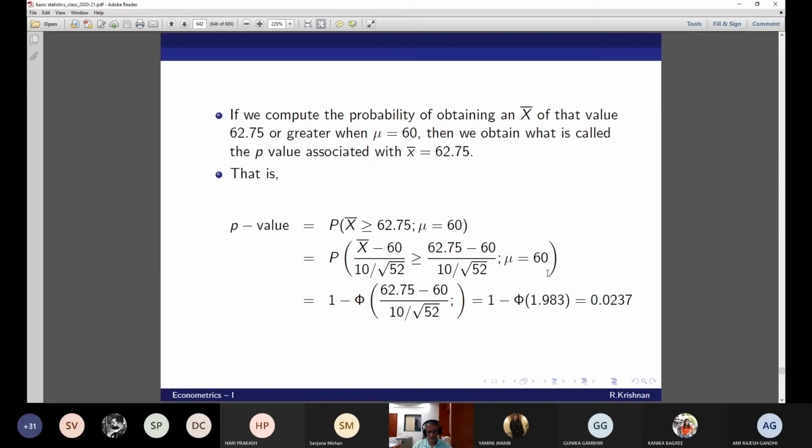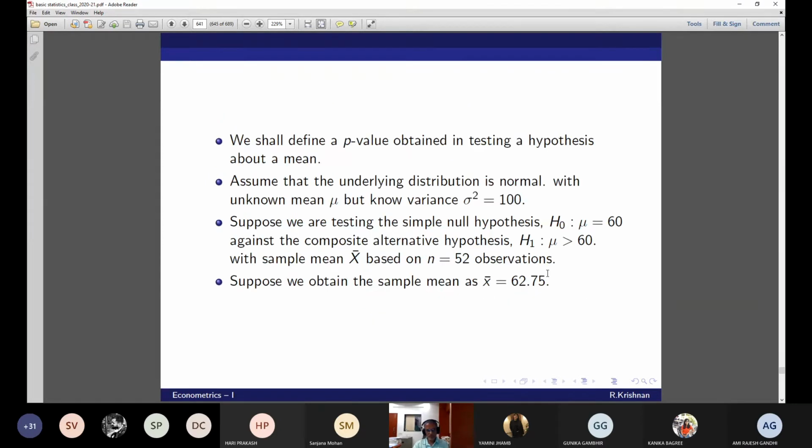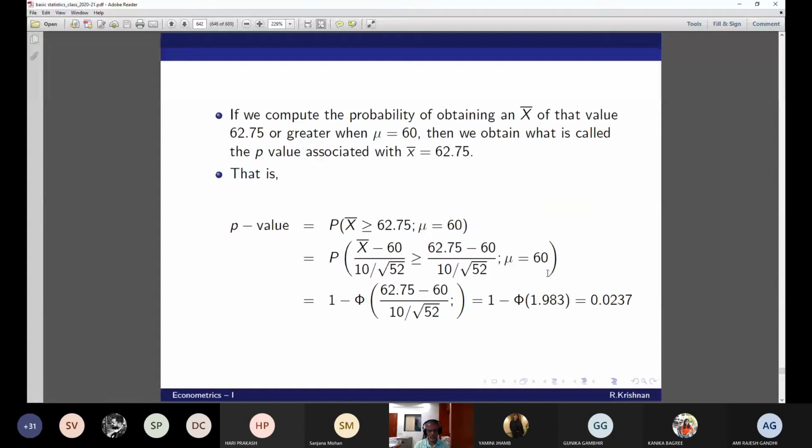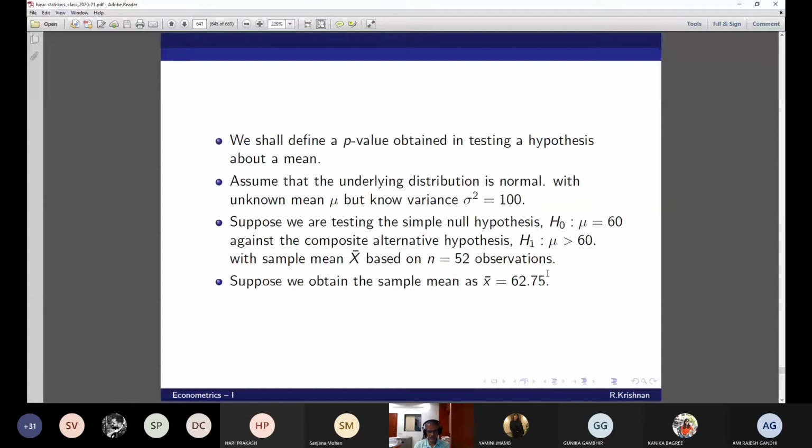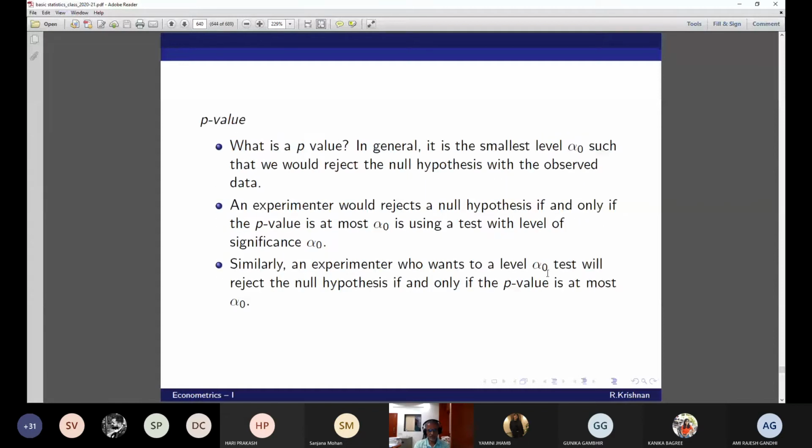Okay, how do you interpret it? That's what I asked now. Somebody asked me, normally what do you do? In any statistical testing, we fix the alpha level. This is exactly what I said. See, what is p-value? In general, it is the smallest level alpha 0. What is alpha 0 in our discussion?